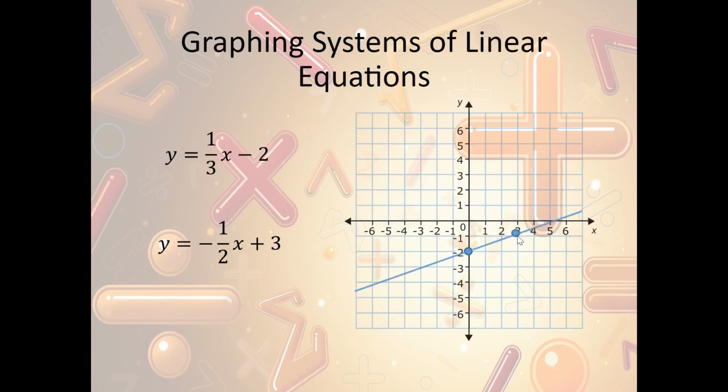Just like we did earlier, that's the same thing we're going to do now. Now, we're just going to plot the second line on the same graph. So my y-intercept for this one is 3. So I'm going to go up 3 and plot my point. And my slope is negative 1/2. So I'm going to go down 1, to the right 2. Connect the dots. And notice now I have a point where they intersect, which is right there. That is considered the solution to the system of equations.